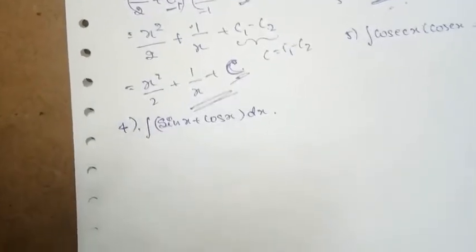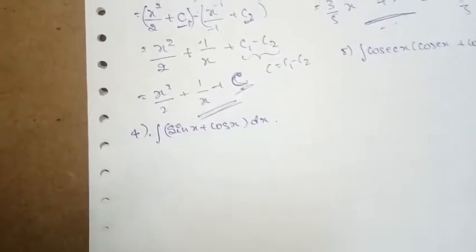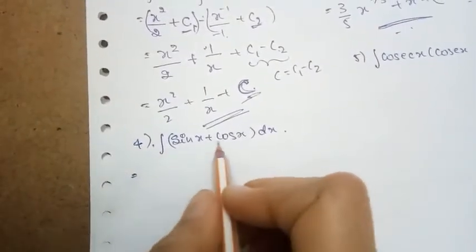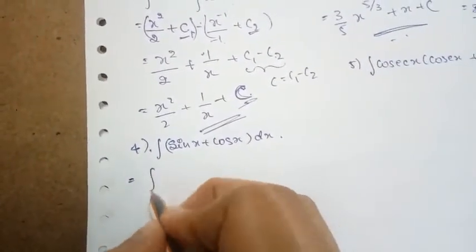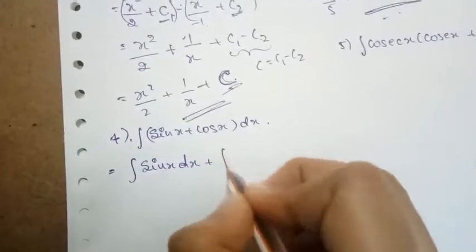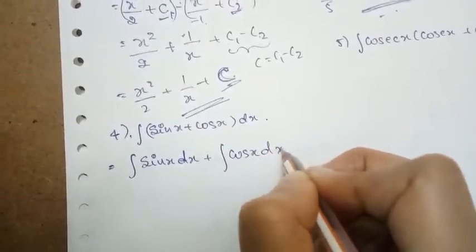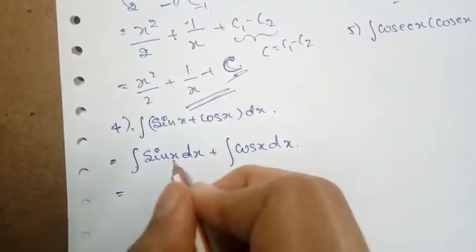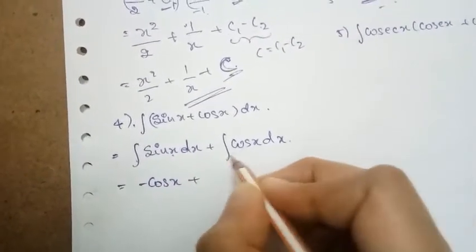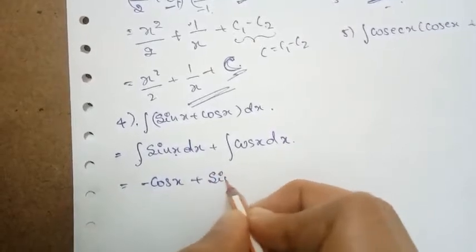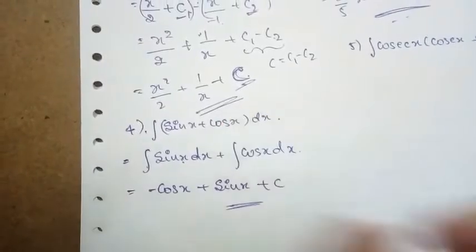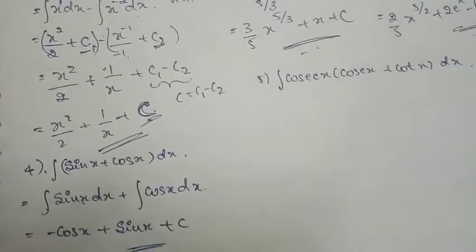Now let us try to get the integrals of some trigonometric functions. The first one is integration of sin x plus cos x dx. I can write it as integration of sin x dx plus integration of cos x dx. Integration of sin x is minus cos x, plus the integration of cos x, which is nothing but sin x plus c. So this is the integral of the given trigonometric function.